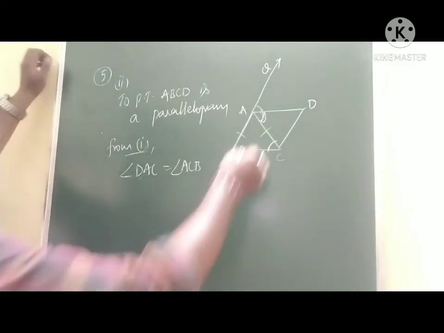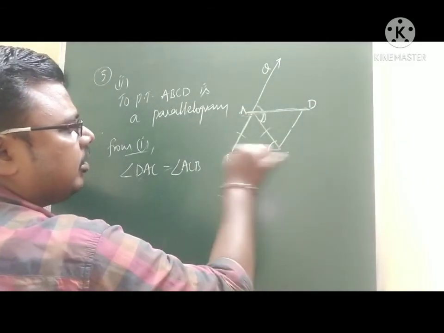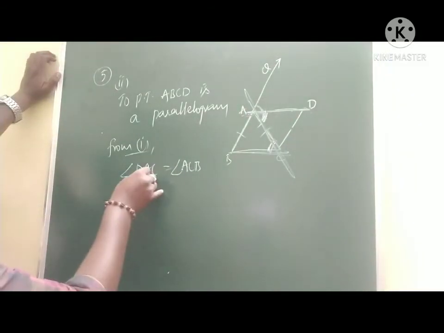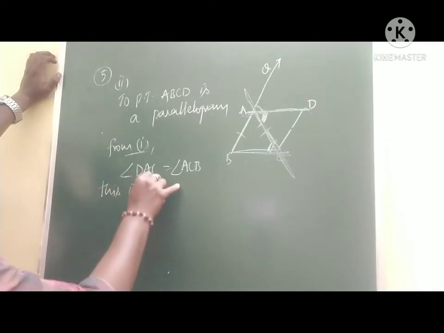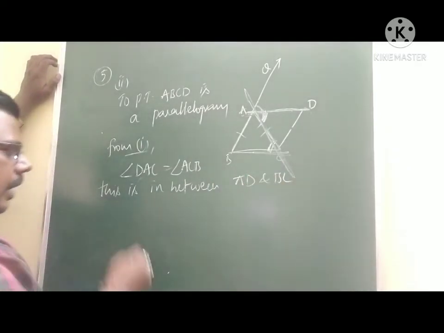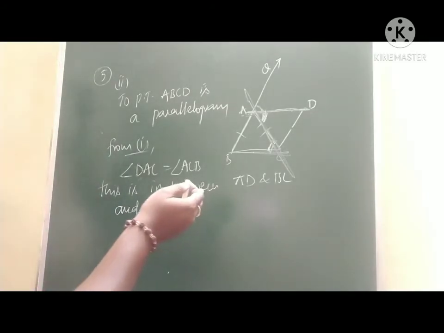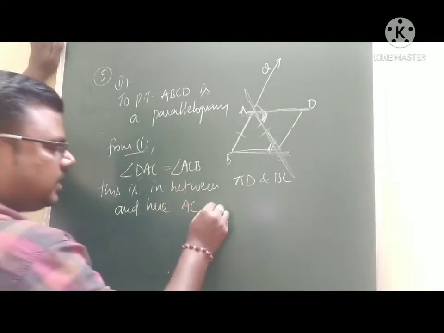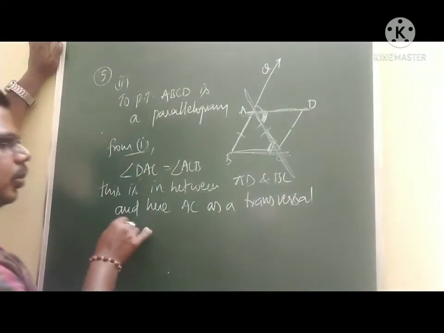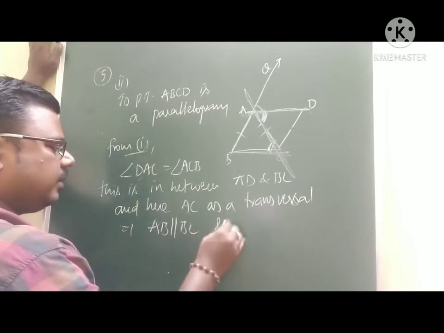So if you observe clearly, in between these two lines, this angle is equal to this angle, then AC will serve as a transversal in between AD and BC. Then what can I conclude here? AD will be parallel to BC.